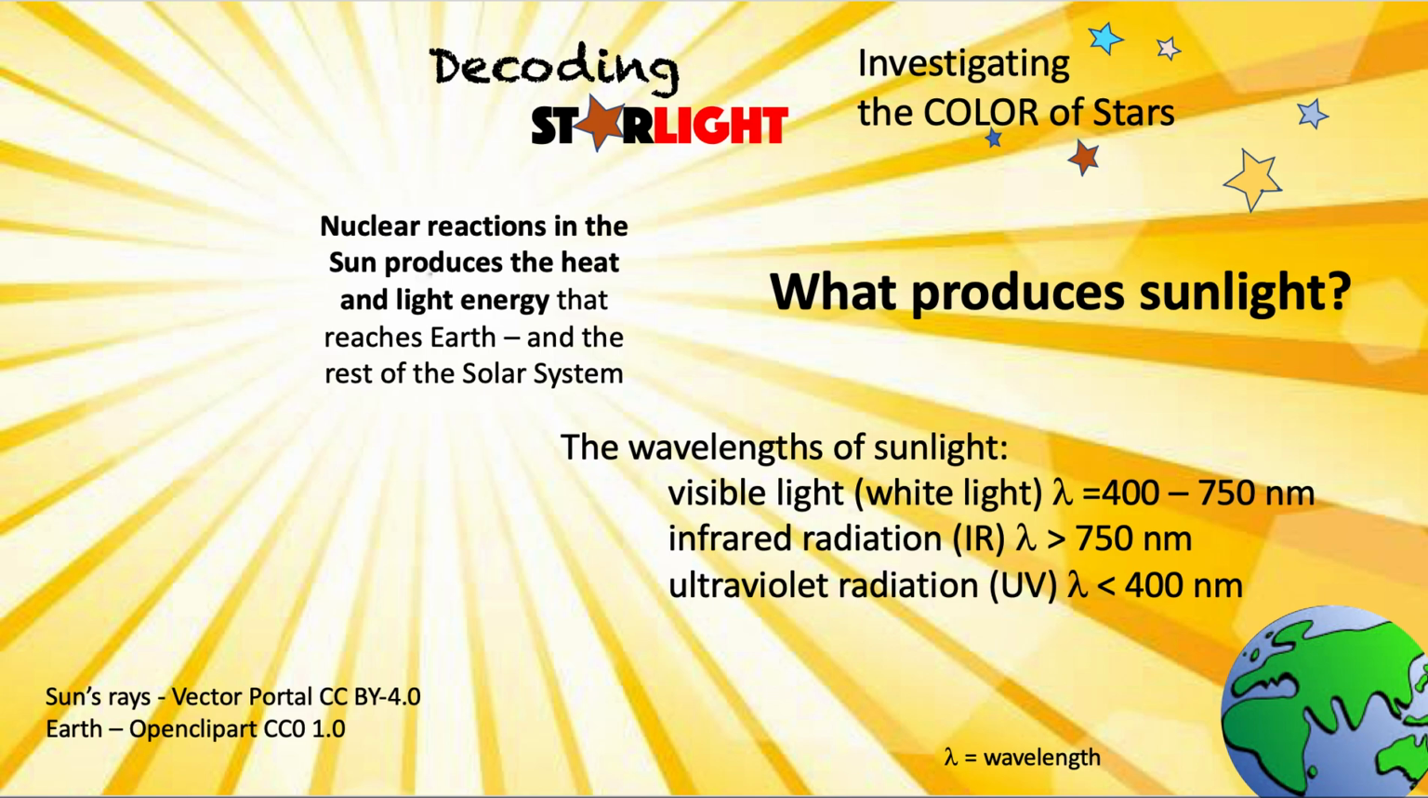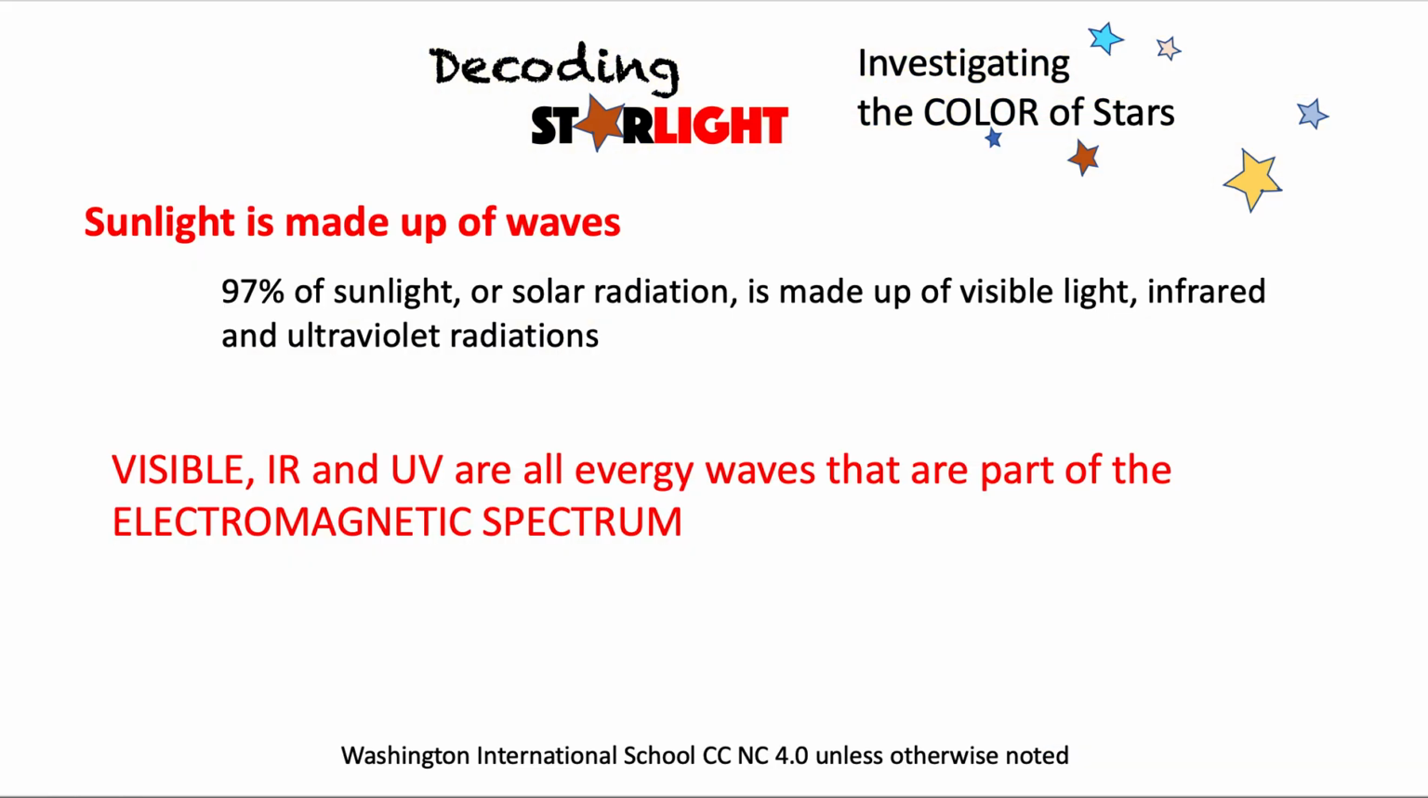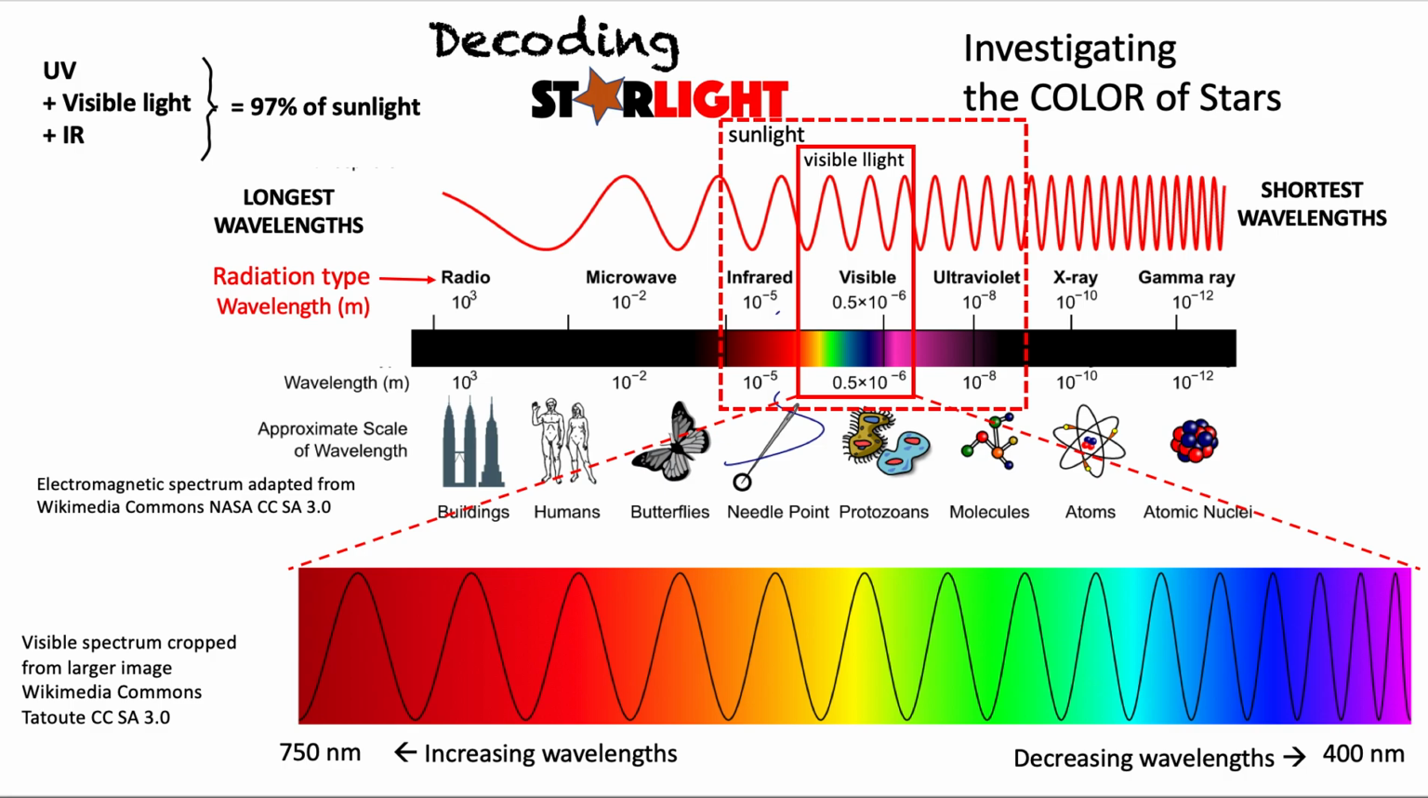Infrared light has larger wavelengths, and ultraviolet has smaller wavelengths than visible light. And all of those types of waves are all part of the electromagnetic spectrum. And on this diagram, you've got square boxes, visible light wavelengths in the middle of the sunlight box, with infrared and ultraviolet either side of the visible. To the right, you've got shorter wavelengths of X-ray and gamma rays, and on the left, you've got longer wavelengths of microwaves and radio waves.